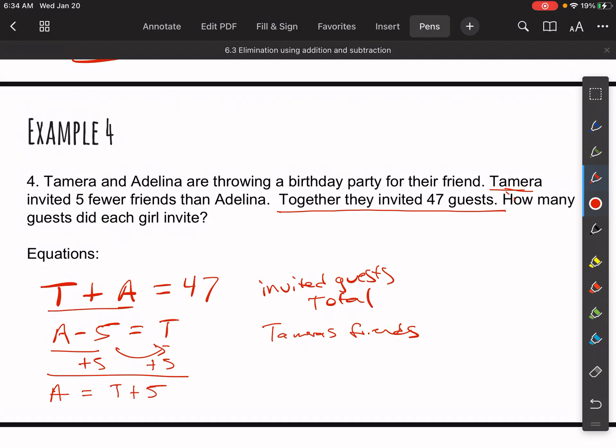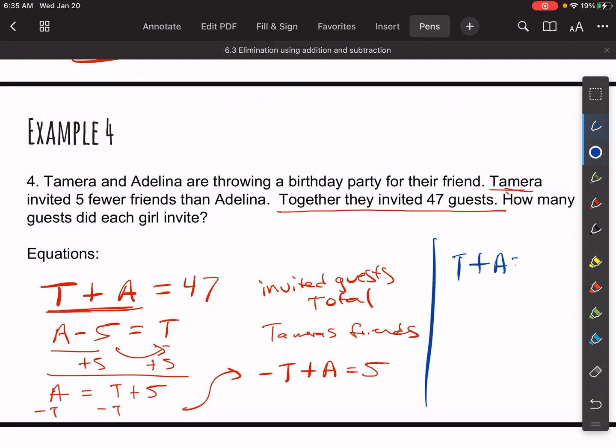Okay, and I'm trying to get things to match up with this, right? So then let's subtract T from both sides. And then I get negative T plus A is equal to 5. Now that I have that, I can align the two. So let's do this in blue. T plus A equals 47, and then negative T plus A is equal to 5.